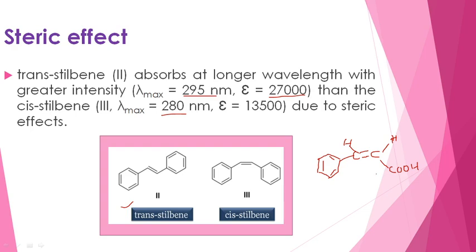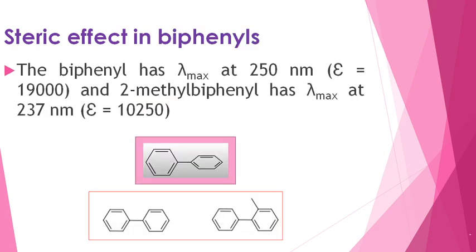For cis cinnamic acid, there must be a decrease in lambda max due to the influence of bulkier groups, which are near to each other in cis orientation. So due to the steric effect, we reach the clear conclusion that all cis isomers will exhibit low lambda max values and all trans isomers will exhibit high lambda max values.